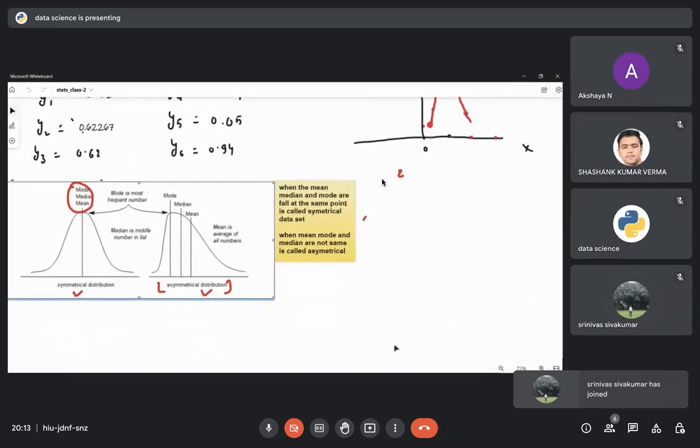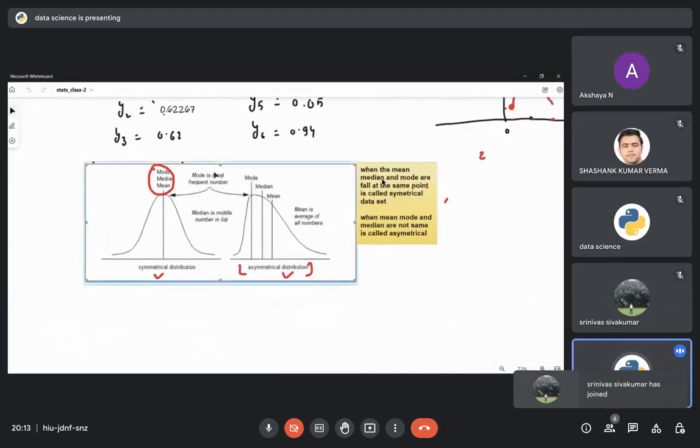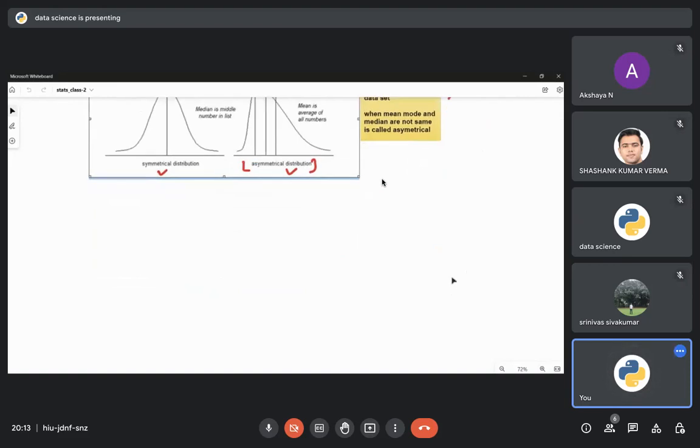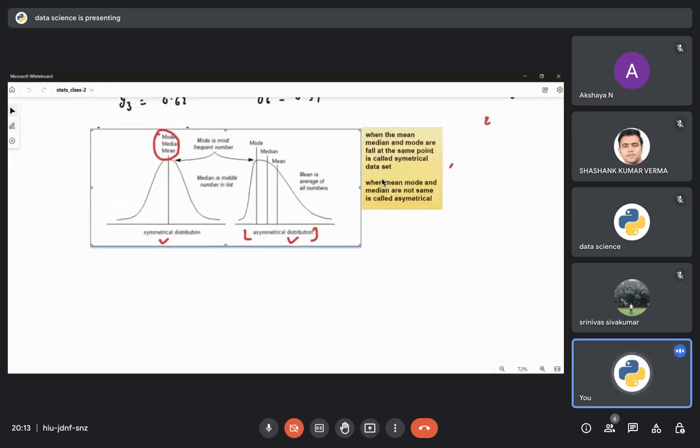Now we have discussed the mean, mode, median. In a symmetrical data set, how can you say the data set is symmetrical? We have seen that if the mean, mode, median lie at the same point, that is known as the symmetrical data set. But if the mean, median, mode do not lie at the same point, then that kind of data set is known as the scattered data set or asymmetrical data set. Do you guys have any doubt so far? So this is all about the things we discussed in our class day 2, stats day 2.